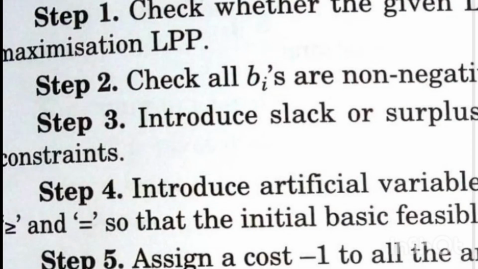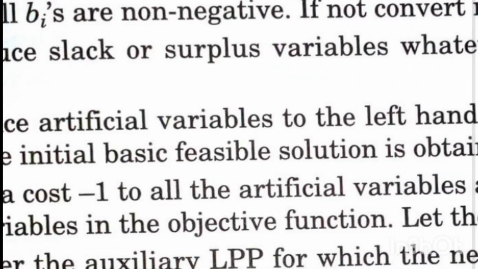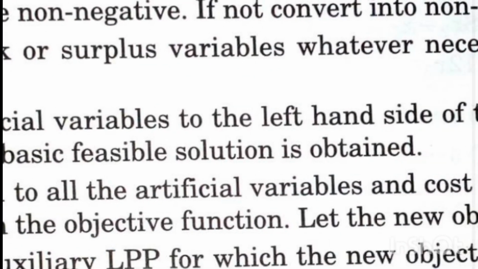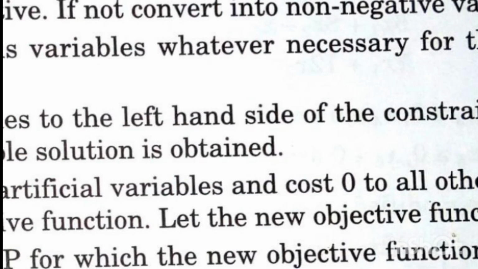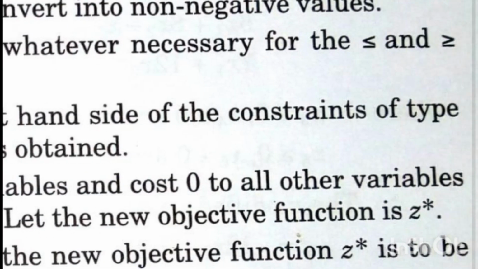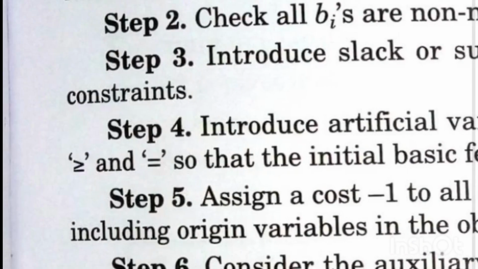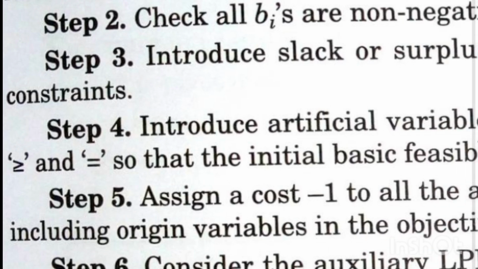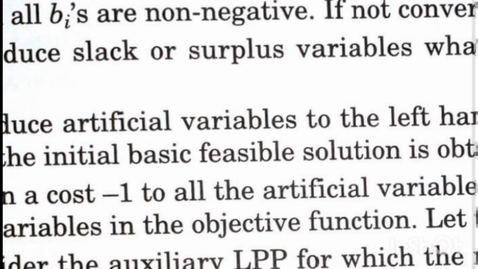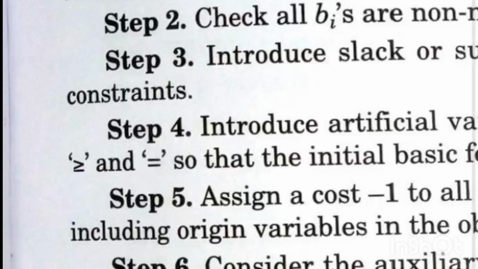Step number 4. Introduce the artificial variables to the left hand side of the constraints of the type greater than or equals to and equals to, so that an initial basic feasible solution is obtained.